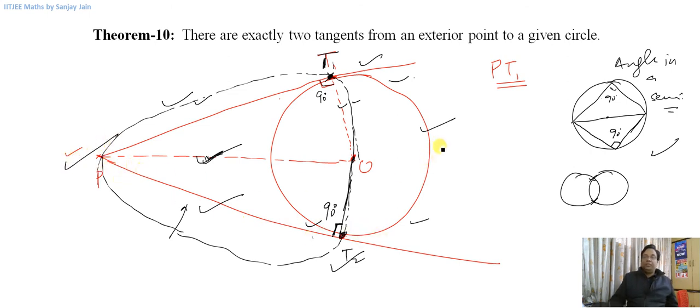So what are the properties that I have used? Two different circles can intersect each other at a maximum of 2 points, right? Another property that I have used is that the angle in a semicircle is a right angle. So let me just recap this.